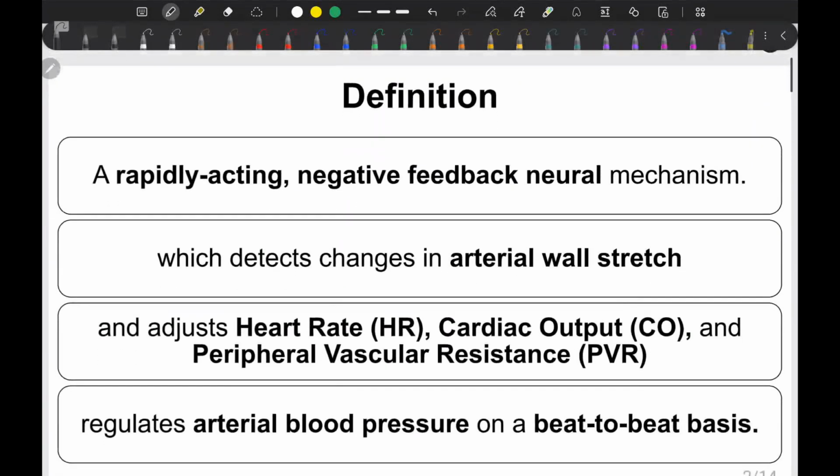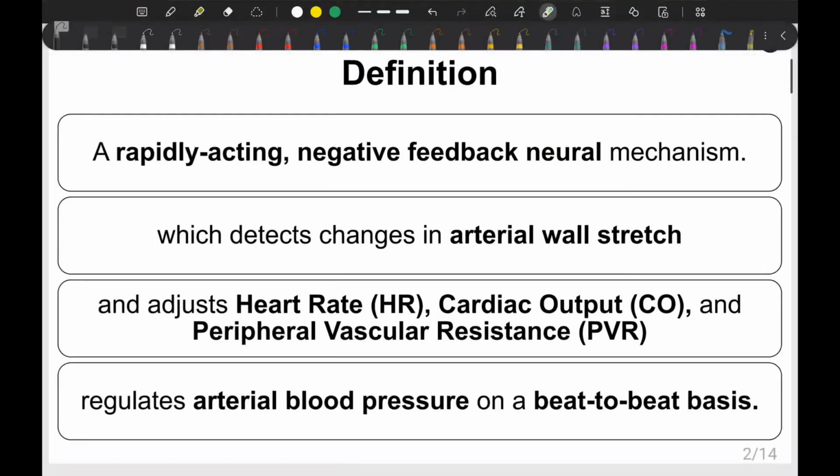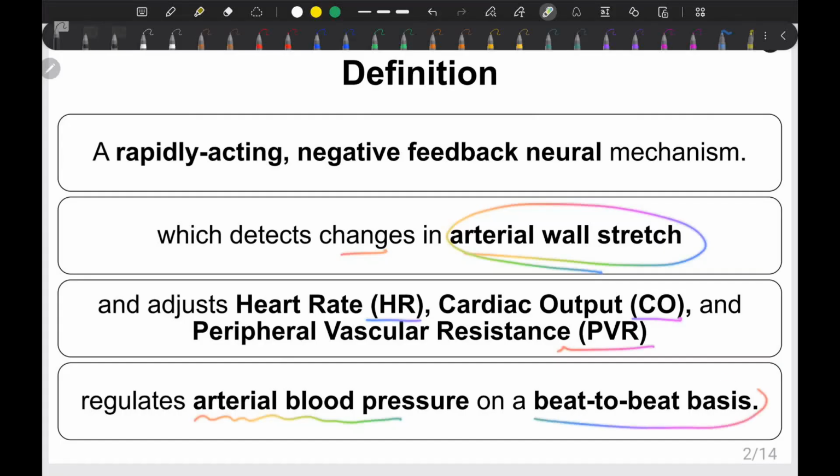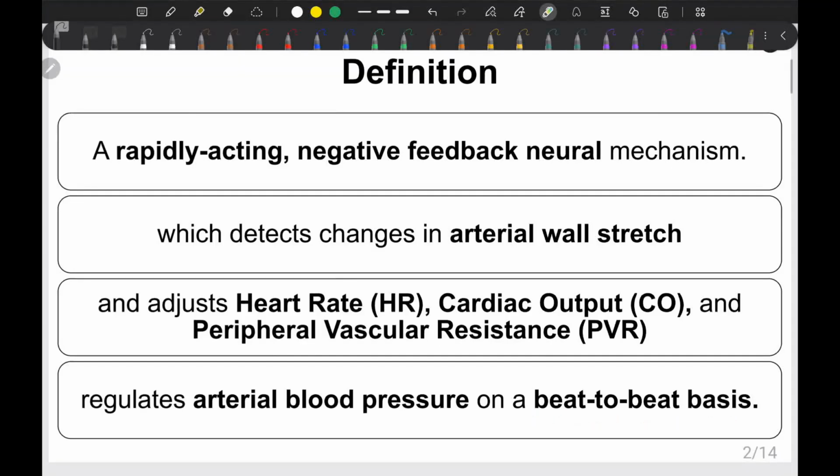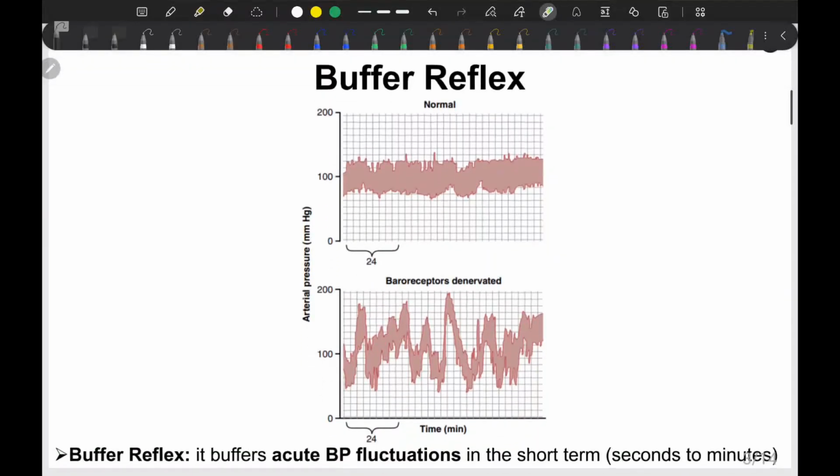The definition goes: a rapidly acting negative feedback neural mechanism that detects changes in your arterial wall stretch and ultimately regulates your heart rate, your cardiac output and peripheral vascular resistance, which ultimately regulates your arterial blood pressure on a beat to beat basis. Now this last phrase is very important. The high pressure baroreceptor reflex regulates your arterial blood pressure on a beat to beat basis, or in a very short duration. So that's why we call this reflex a buffer reflex.